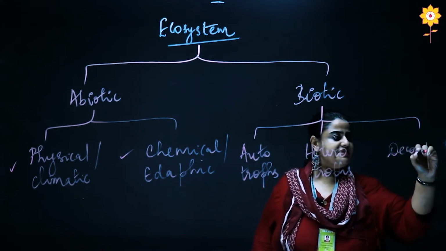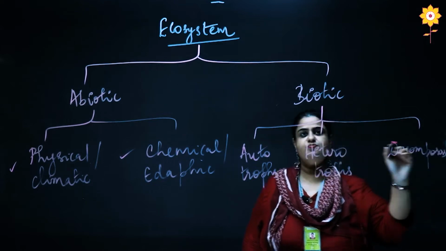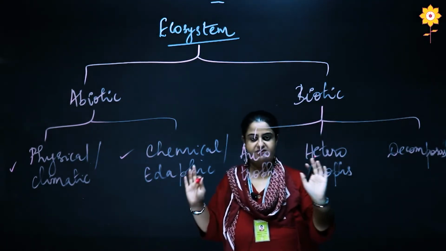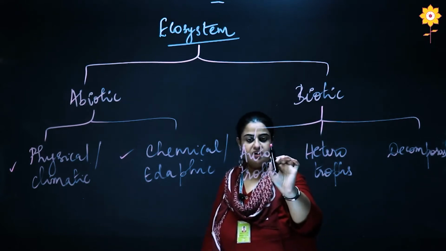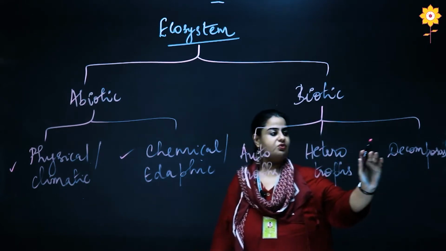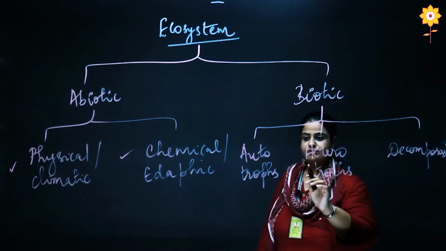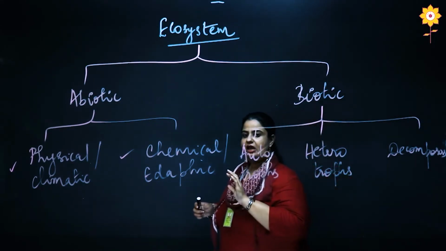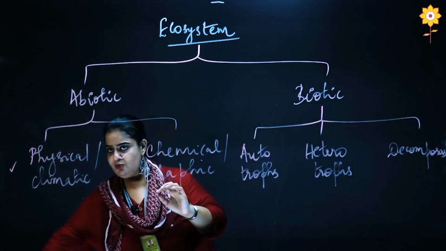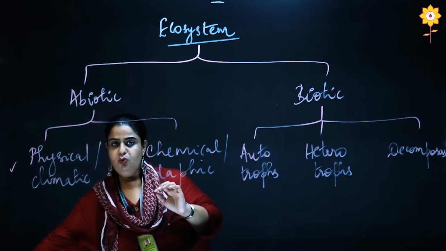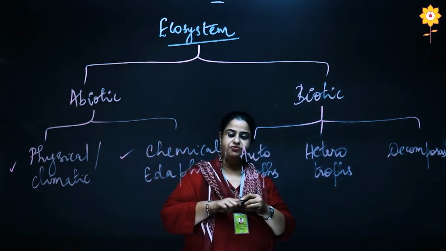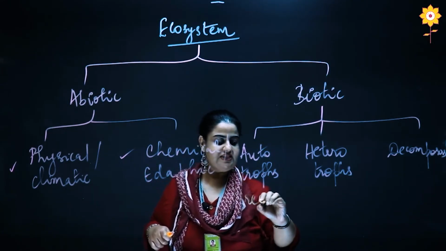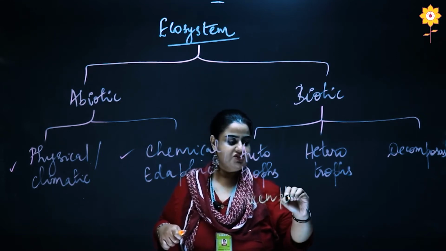Now when I am discussing three aspects of biotic components, that is the living components of the environment, I first focus on autotrophs, then I'll come to heterotrophs, and then decomposers. Now the question arises, what are autotrophs? Autotrophs are organisms which are capable of producing their own food. Now who is capable of producing their own food in the ecosystem? We know there is only one example, that is green plants.